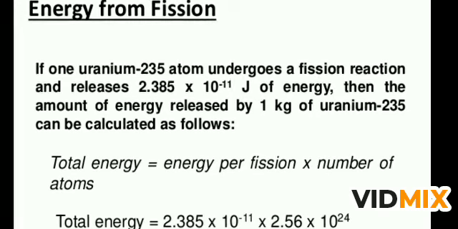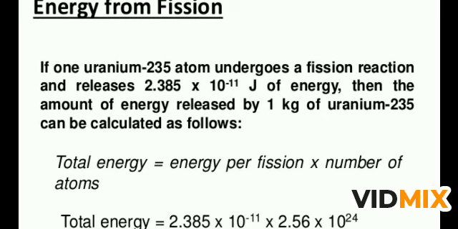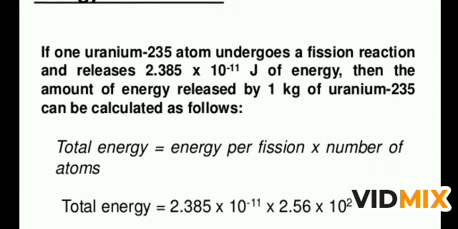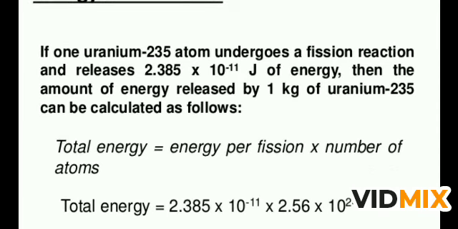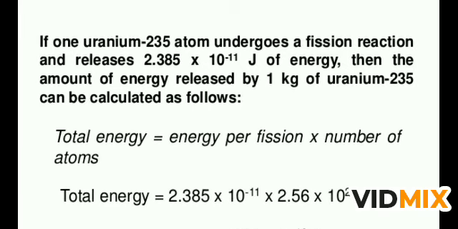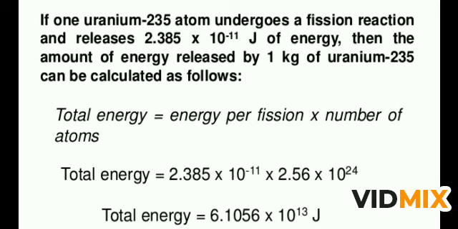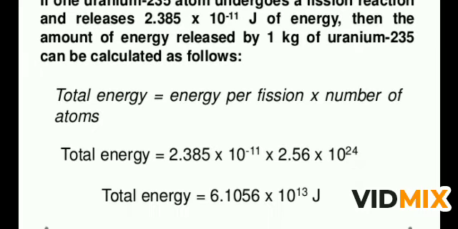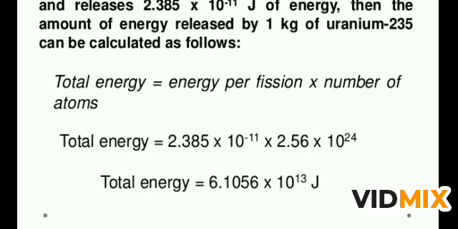So if one uranium atom undergoes a fission reaction and releases 2.385 × 10^-11 joule of energy, then the amount of energy released by 1 kilogram of uranium can be calculated as follows. Total energy is equal to energy per fission times the number of atoms. The total energy is 2.35 × 10^-11 × 2.56 × 10^24. You will get the total energy 6.1056 × 10^13 joule.